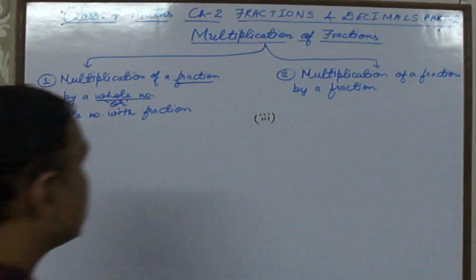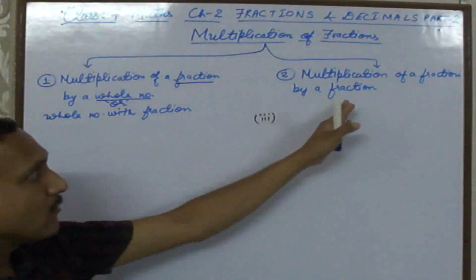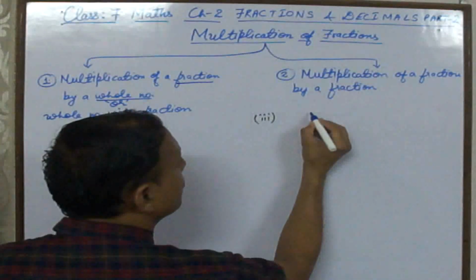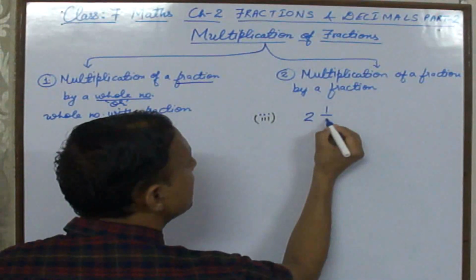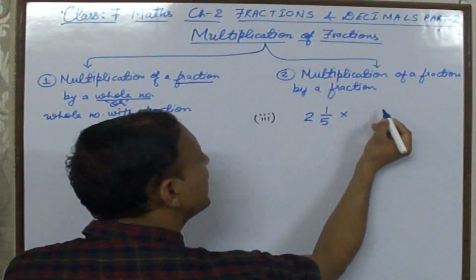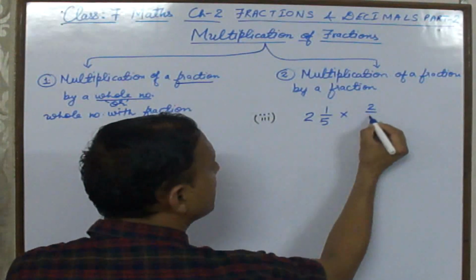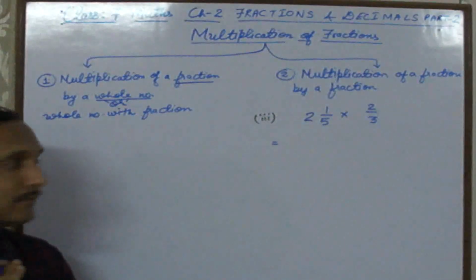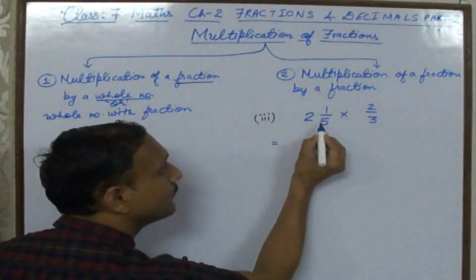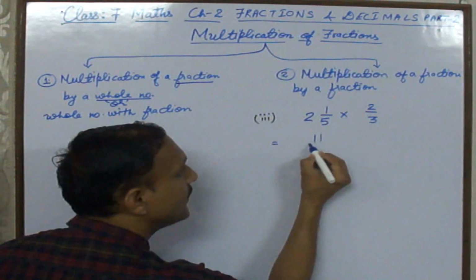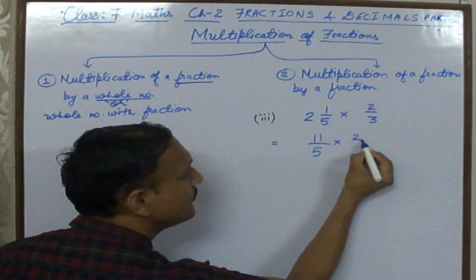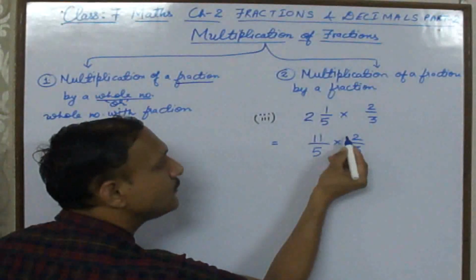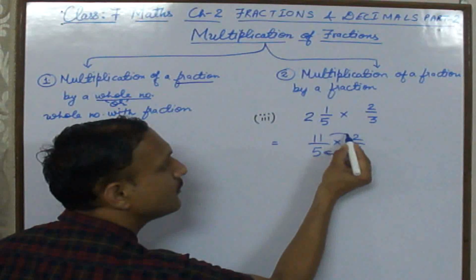Now the third example in multiplication of a fraction by a fraction. If we consider a mixed fraction, 2 and 1 by 5, multiplied with a simple fraction, 2 by 3. First of all you have to convert the mixed fraction to an improper fraction: 5 times 2 is 10, 10 plus 1 is 11. So it becomes 11 by 5 into 2 by 3. Now the rest of the process is the same. You multiply numerator with numerator and denominator with denominator.